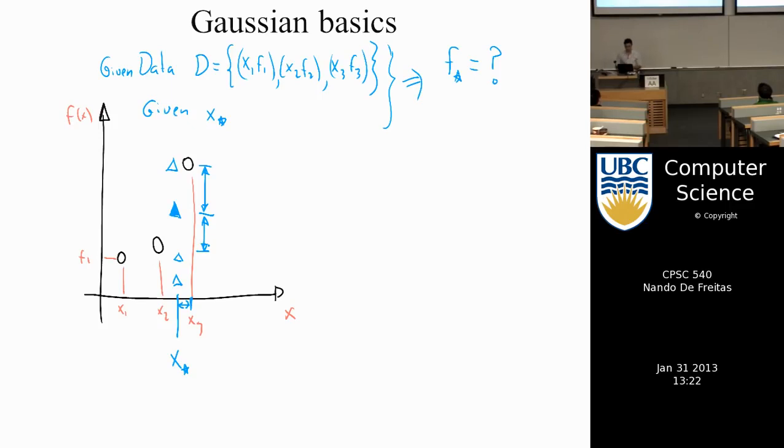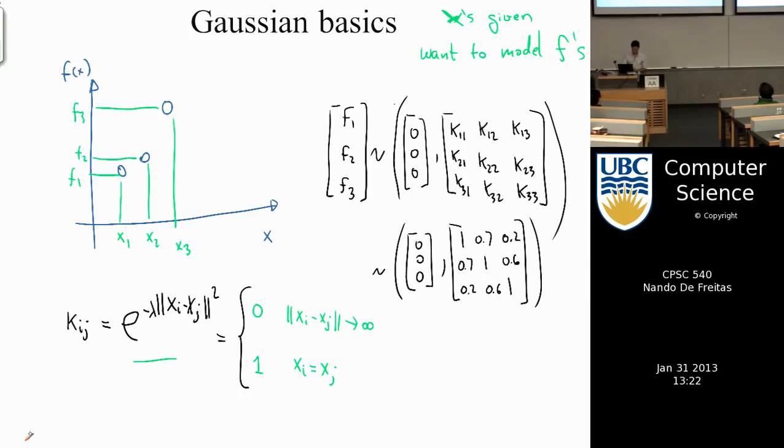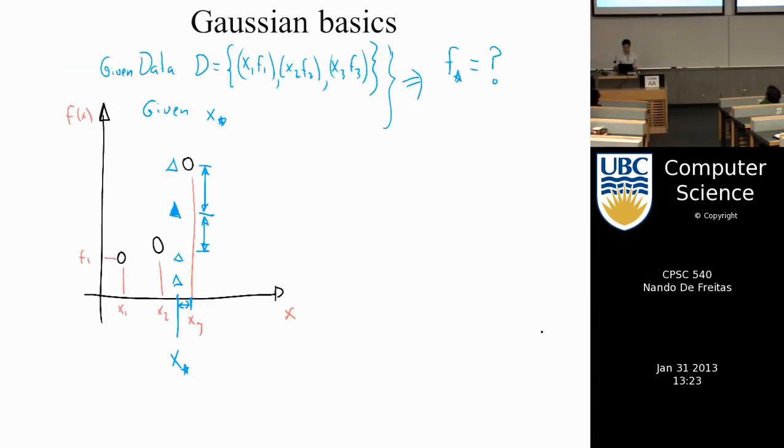Okay. So, from before, I knew that my f's were distributed according to a Gaussian. I'm just going to say that the vector f, which is f1, f2, and f3, is distributed according to a Gaussian that has zero mean, so now this is the vector of zeros, and covariance K. So I'm calling this matrix here K. So I know that f is distributed according to a Gaussian distribution in three dimensions, a trivariate Gaussian that has mean zero and covariance K.